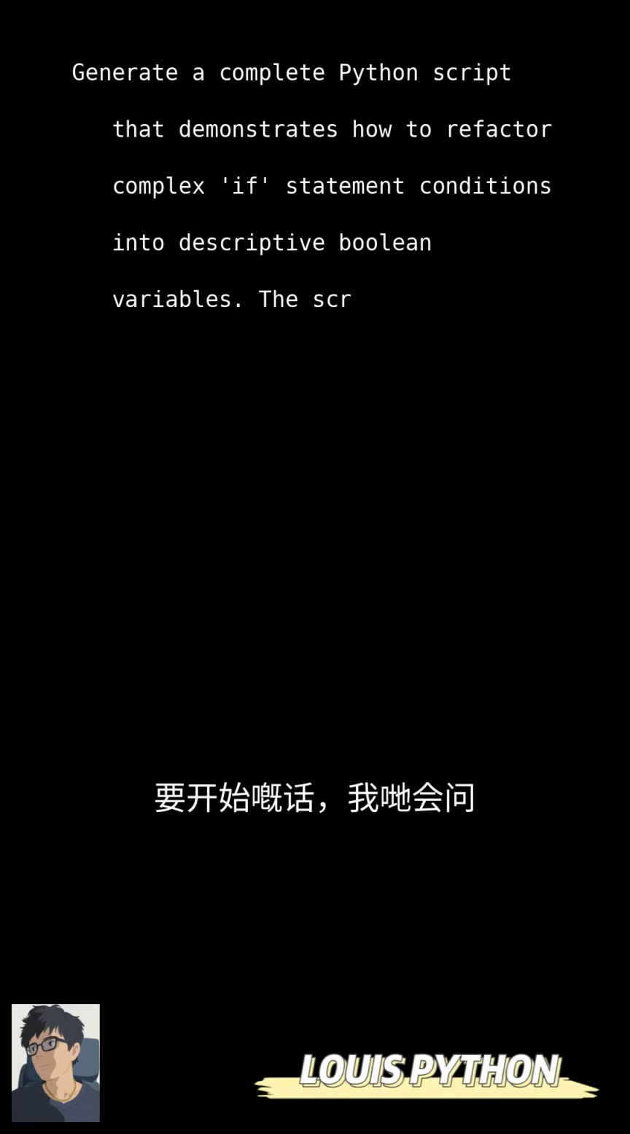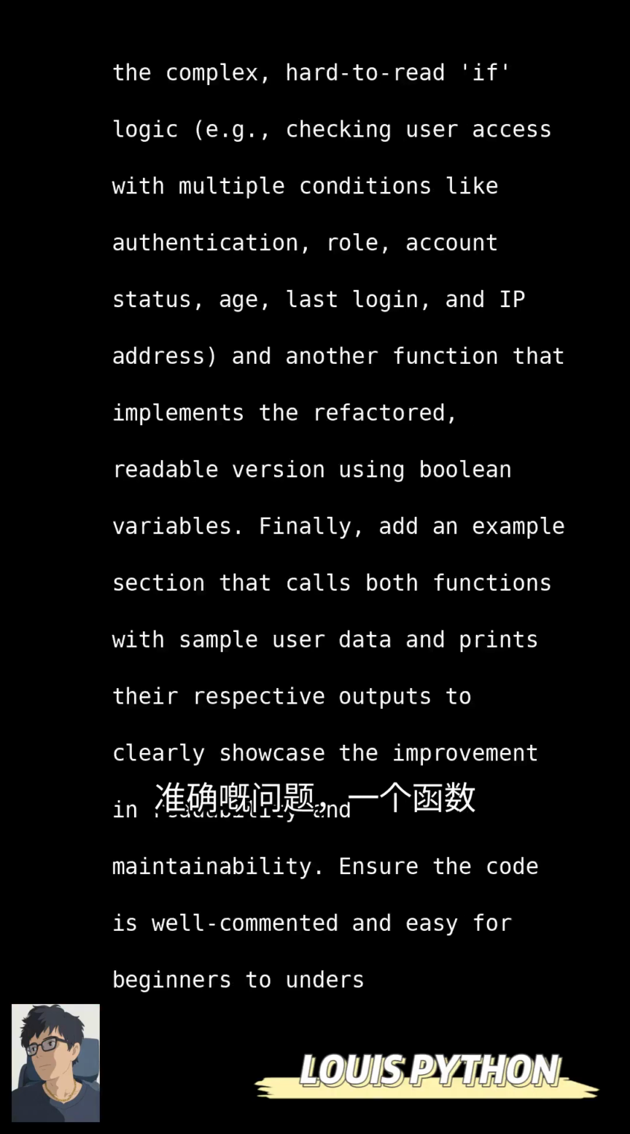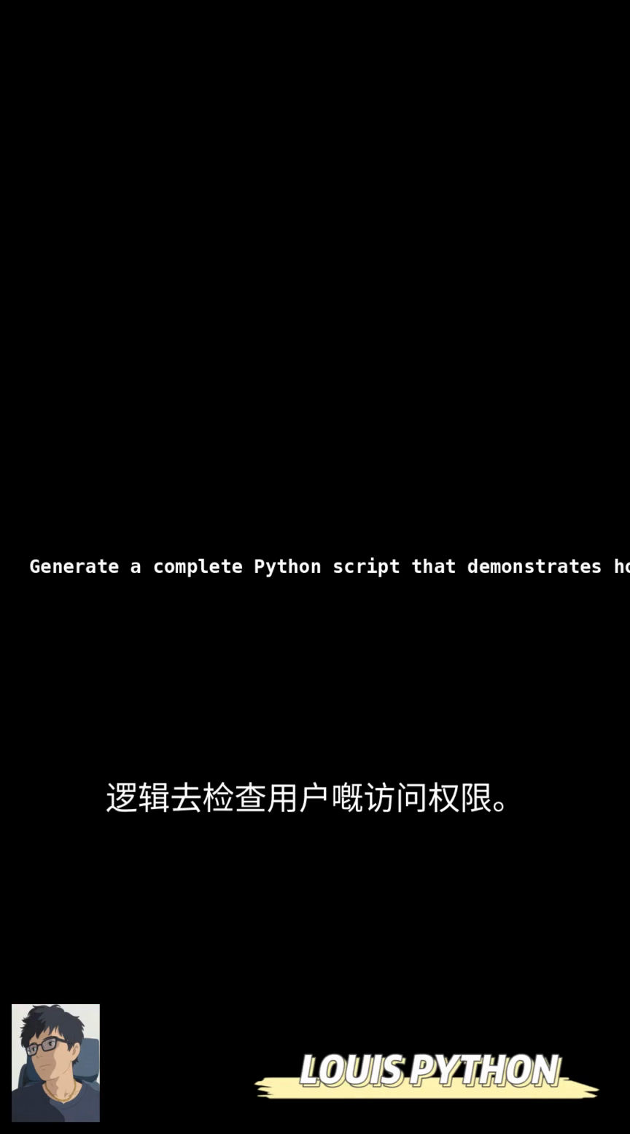To get started, we'll ask our AI to generate a Python script demonstrating this exact problem: a function with messy conditional logic for a user access check, and a second, clean function that refactors it using Boolean variables.